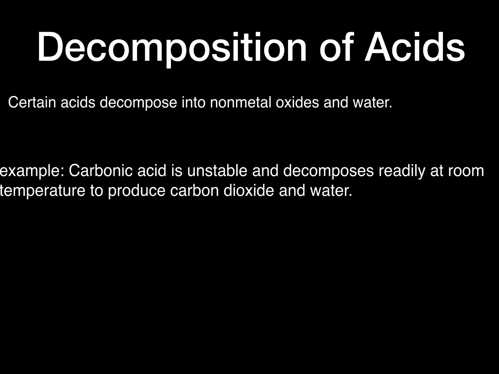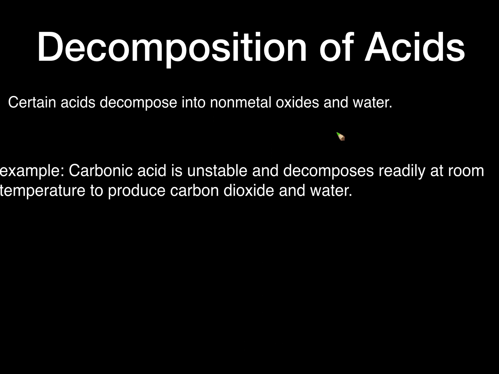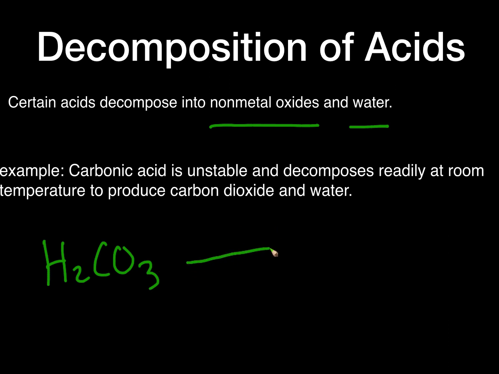So now, decompositions of acids. Certain acids decompose into nonmetal oxides in water. So this is very important. Nonmetal oxides in water. An example, carbonic acid, which we know is H2CO3, is unstable and decomposes readily at room temperature to produce CO2 and H2O. So there's our decomposition of carbonic acid.